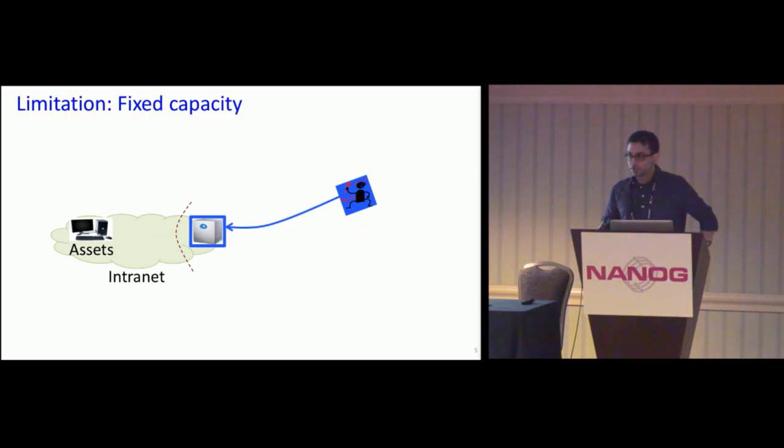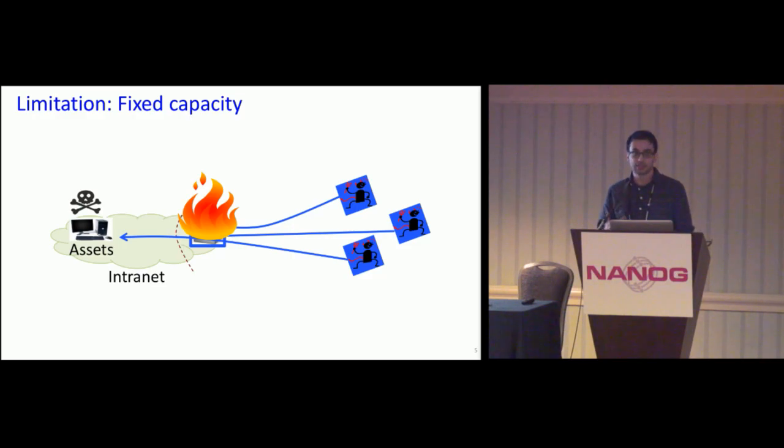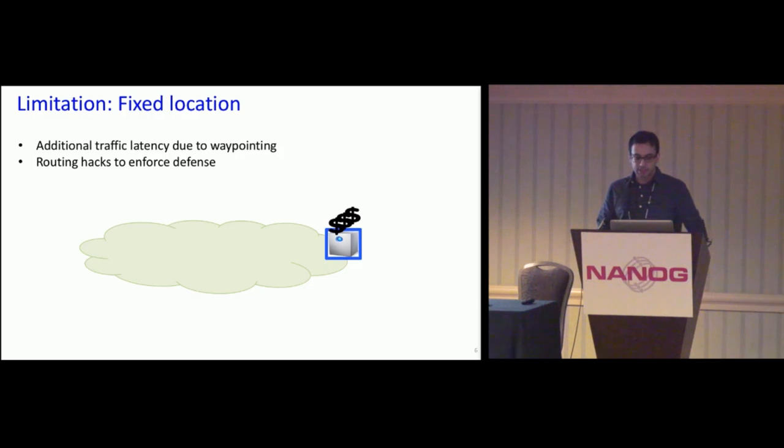The second limitation is with respect to the capacity of these appliances, which is fixed with respect to attack volume. So even if the attack is blue, my appliance is useful only up until a certain limit of attack volume. The moment attack volume exceeds the capacity of my box, again, the appliance is going to be useless.